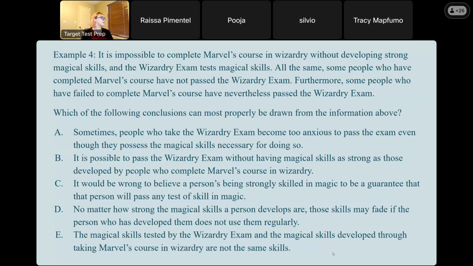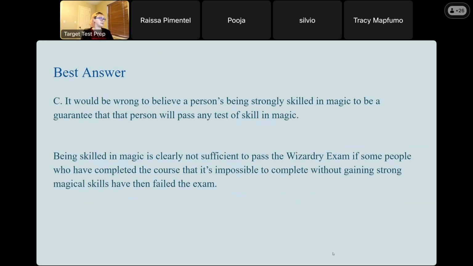Awesome. All right. Yep. Being skilled in magic is clearly not sufficient to pass the wizardry exam if some people who have completed the course that it's impossible to complete without gaining strong magical skills have then failed the exam. All right, next question.